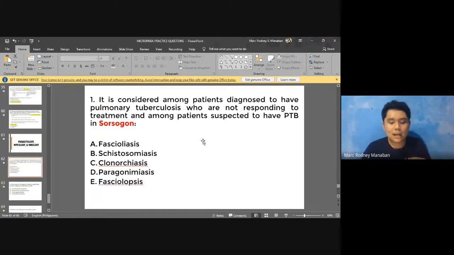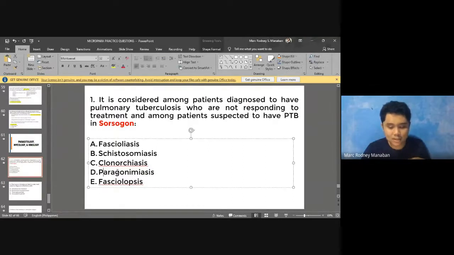Number one, consider among patients with PTB, especially those in Sorsogon. Basta endemic sa Sorsogon, it's paragonimiasis. Take note here: basta sa question ay Sorsogon, and then those who ate crabs, that's Paragonimus. Remember that the mode of transmission of Paragonimus is ingestion of crabs, crayfish, or lobster.